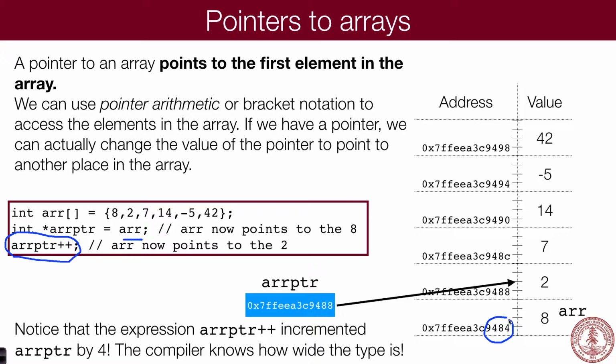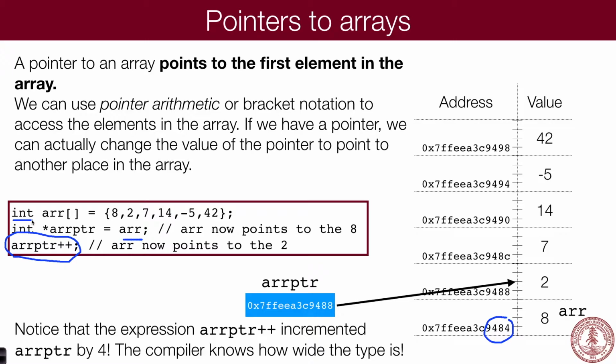4 bytes long. Why is it 4 bytes long? Because it's an int array. Each integer is 4 bytes. With me on that one? Each integer is 4 bytes, meaning that the next one is 4 bytes away. So when you do ARR plus 1, the compiler says, oh, you don't mean ARR plus 1 byte. You mean ARR plus however long each one of the things in that array is.